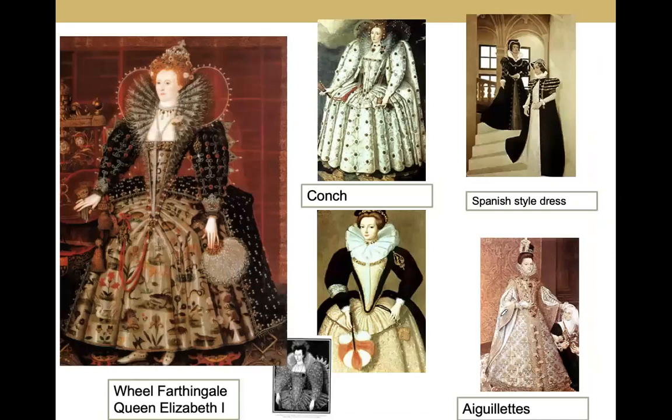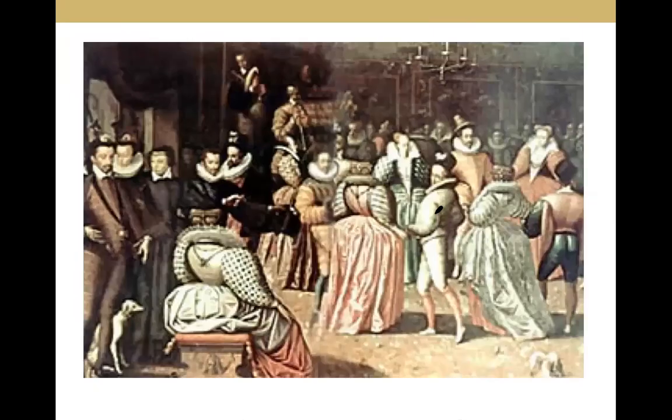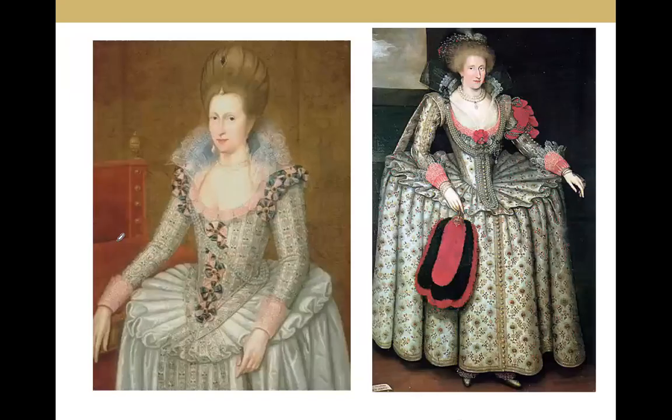Here are some more pictures. This is Spanish. So in Spain, they really didn't adapt to the wheel farthingale. They sort of stuck with the more subdued Spanish style of dress, and they never really got to the whole big wheel farthingale. This is a picture from a party in a castle, and you can see the wheels on the women's dresses. You can see the ruffs on the men. You can see the peascod belly over here. So it just kind of shows what they were wearing.